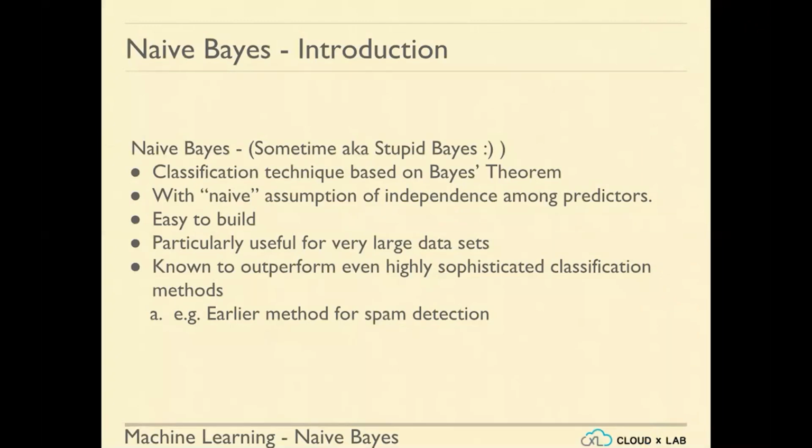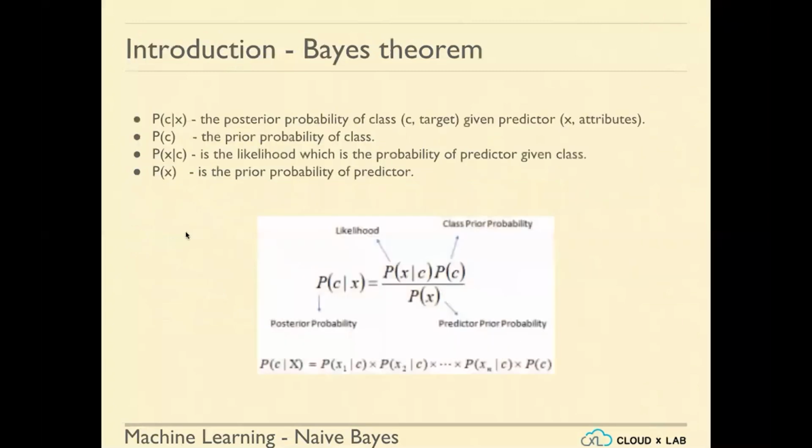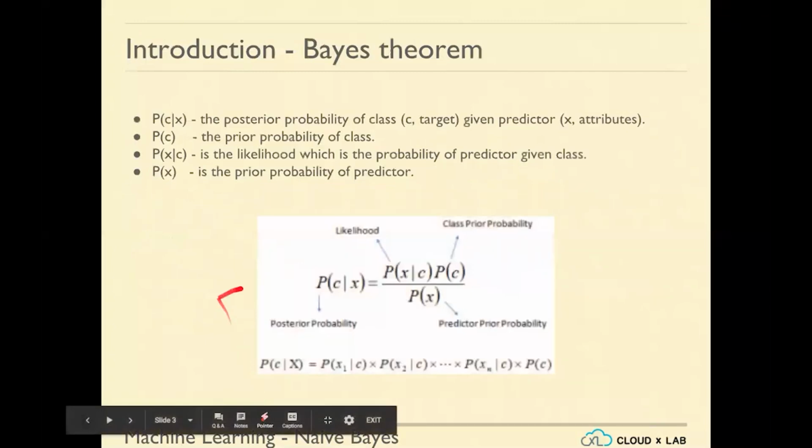It is a classification technique based on Bayes theorem with a naive assumption of independence amongst the predictors. It's easy to build, and it's particularly useful for very large data sets. It is known to perform even better than highly sophisticated classification methods. Earlier, there were sophisticated methods of spam detection, and in that it did perform really well. But it's actually a really primitive method. I'll explain it to you. Don't fall for this formula.